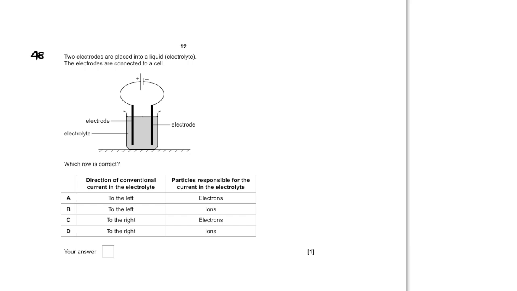For question number 48, we are given two electrodes placed into a liquid, which is an electrolyte. What is the correct direction of the conventional current, and what are the particles responsible for the current in the electrolyte? We know it's definitely ions, positive and negative ions, so A and C are out. And we know that the current conventionally flows from positive towards negative. So it's to the right, and therefore D is our answer.